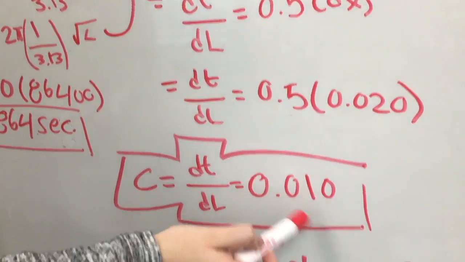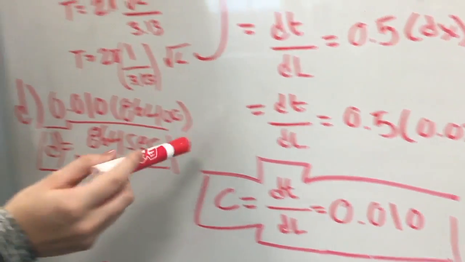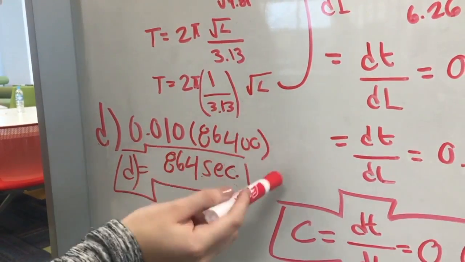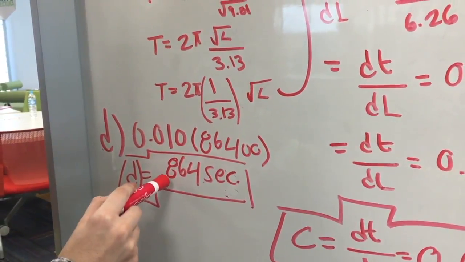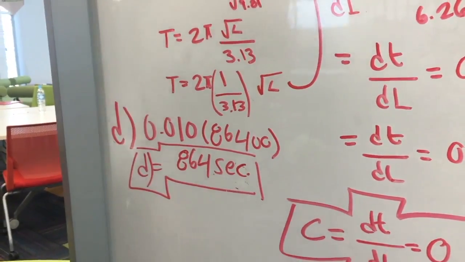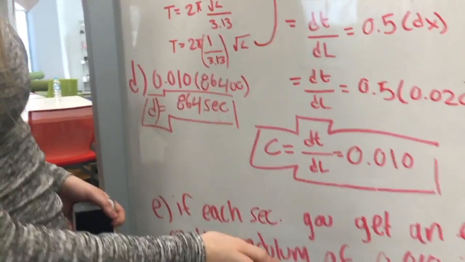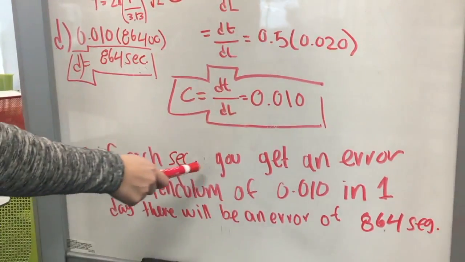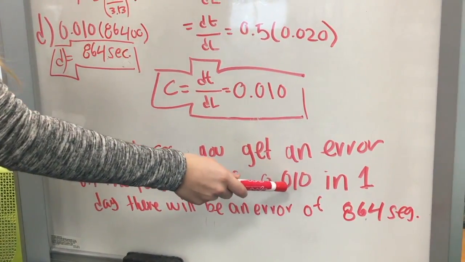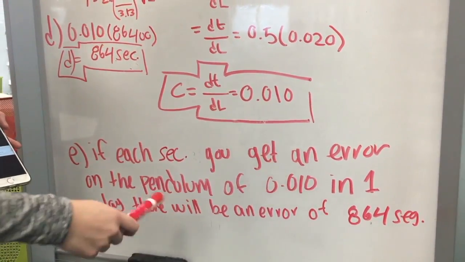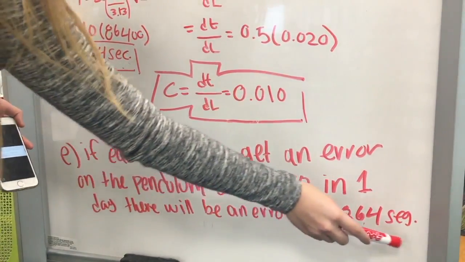So to find the approximate error in the pendulum clock in 1 day, what I did is, we know that this is our error per second. So I multiplied it by the seconds we have in a day, and the multiplication of this gave me 864 seconds. So we know that each second you get an error in the pendulum of 0.010. So in 1 day there will be an error of 864 seconds.